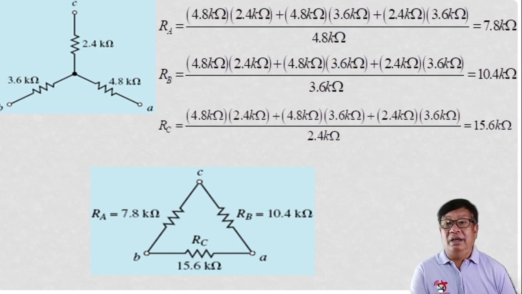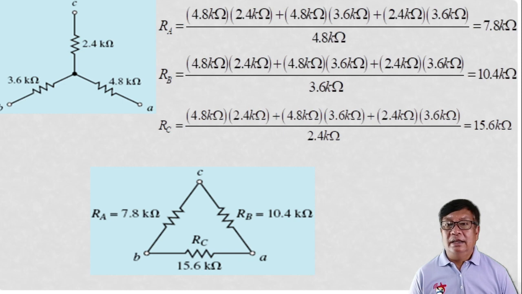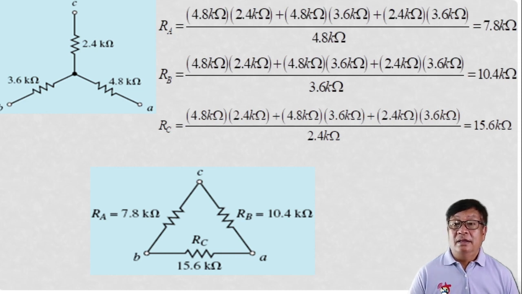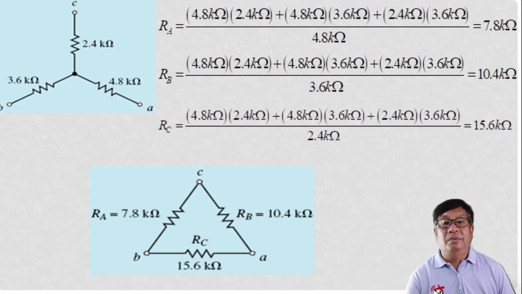To solve for R sub A in this given example, let's see what happens in this problem. Your R sub A is just the opposite of your resistor R3. So R sub A is equal to the product 4.8 times 2.4 plus 4.8 times 3.6 plus 2.4 times 3.6, all over the opposite resistor. Okay, so more or less R sub A is equal to 7.8.